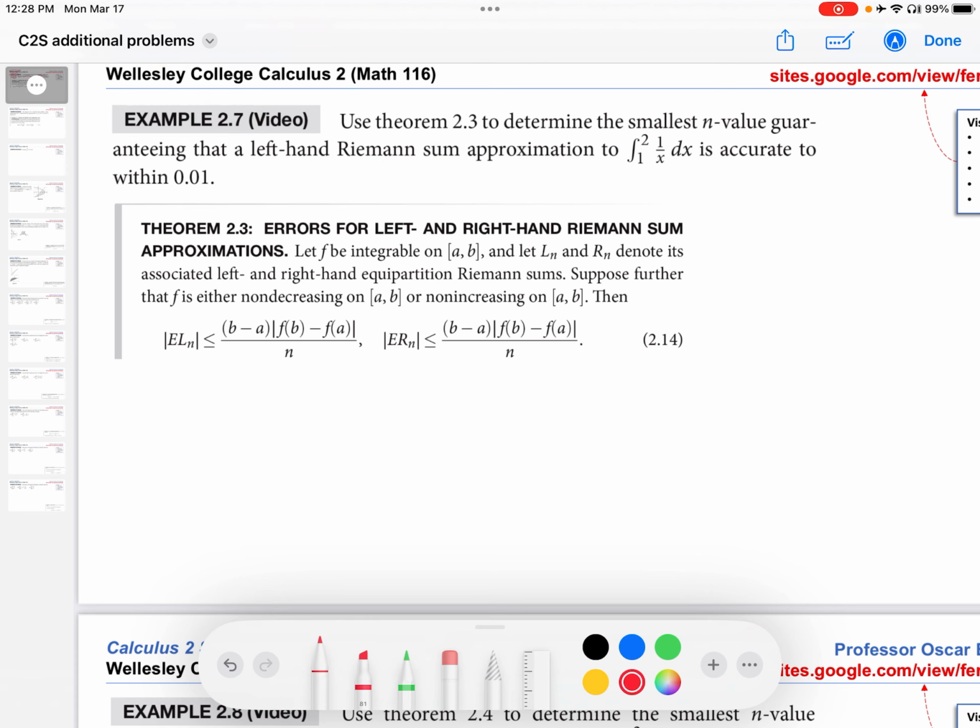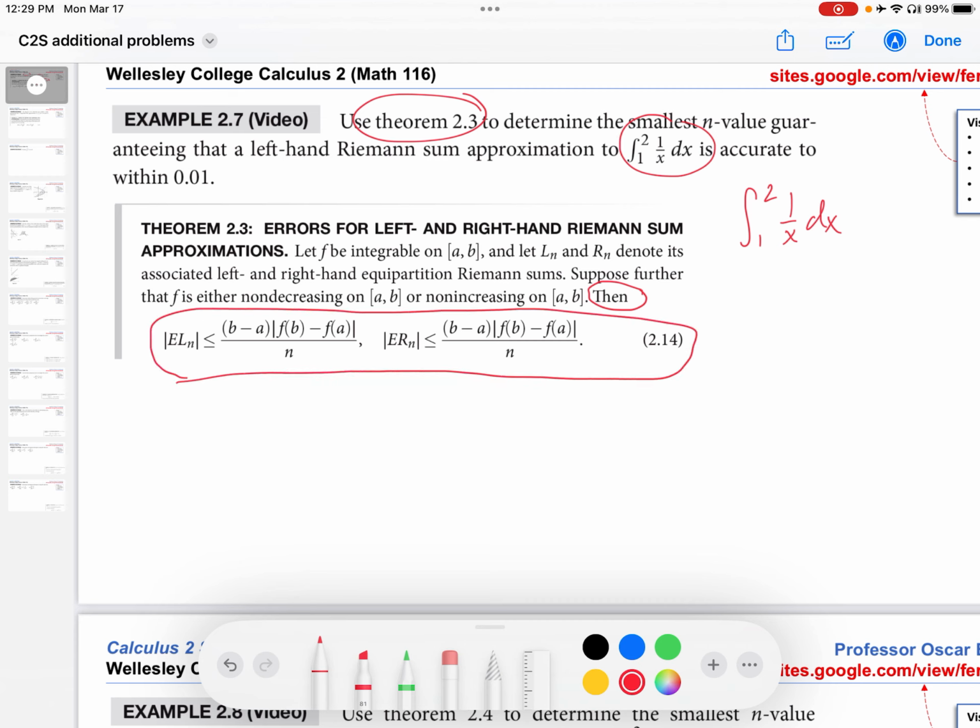So first of all, I have an integral. This is the integral from 1 to 2 of 1 over x dx. If I'm going to use any theorem, including this one, I have to verify the hypotheses for the theorem. So I'm going to start reading this little paragraph here. Just by way of orientation, right here is the "then" in the theorem statement. So all of this stuff over here is part of the conclusion of the theorem. Everything that precedes the "then" are hypotheses. That's what I have to verify in order to use the theorem.